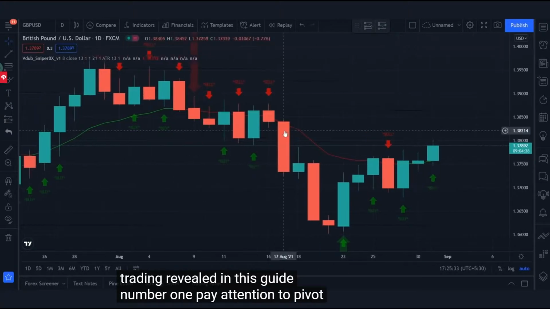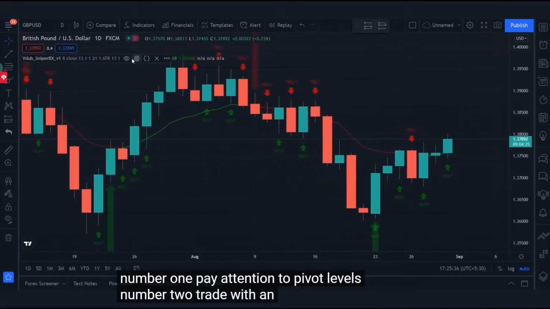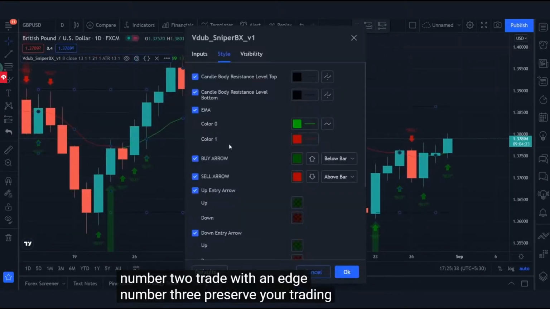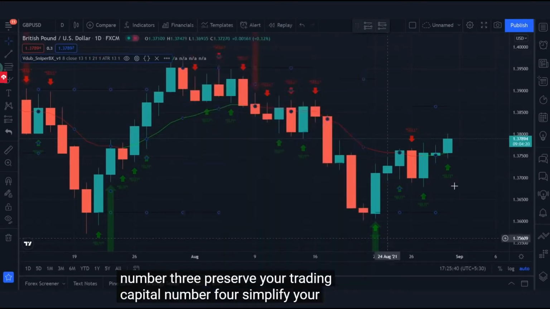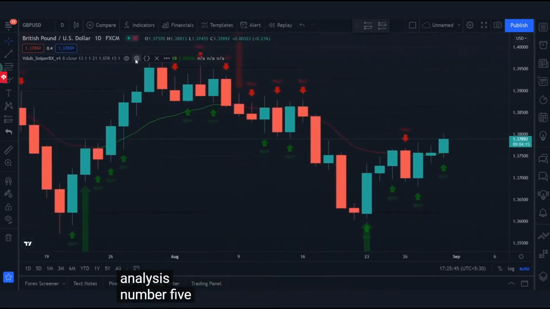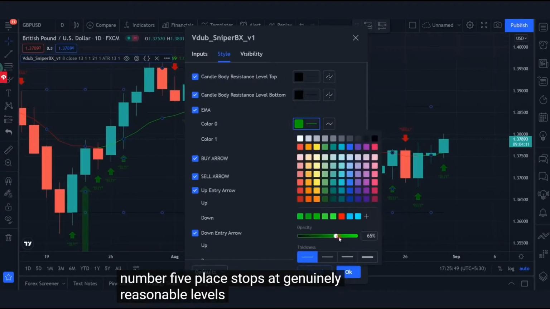Number 1, pay attention to pivot levels. Number 2, trade with an edge. Number 3, preserve your trading capital. Number 4, simplify your market analysis. Number 5, place stops at genuinely reasonable levels.